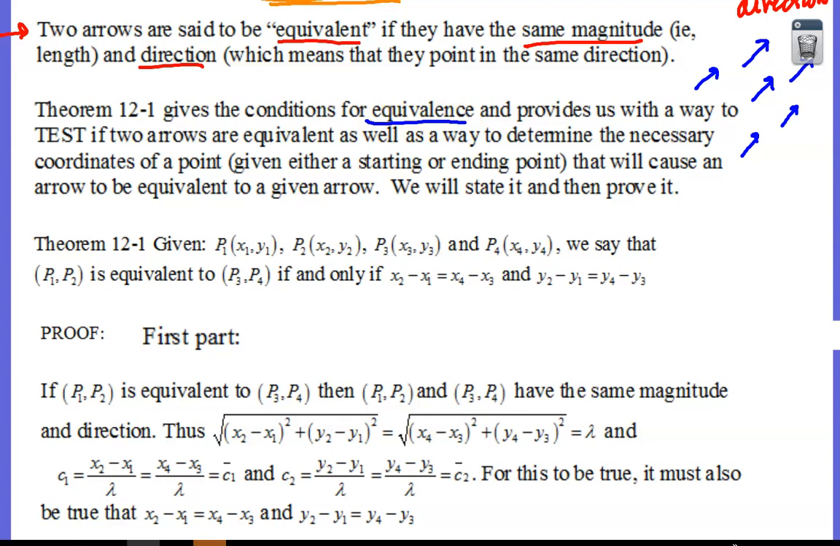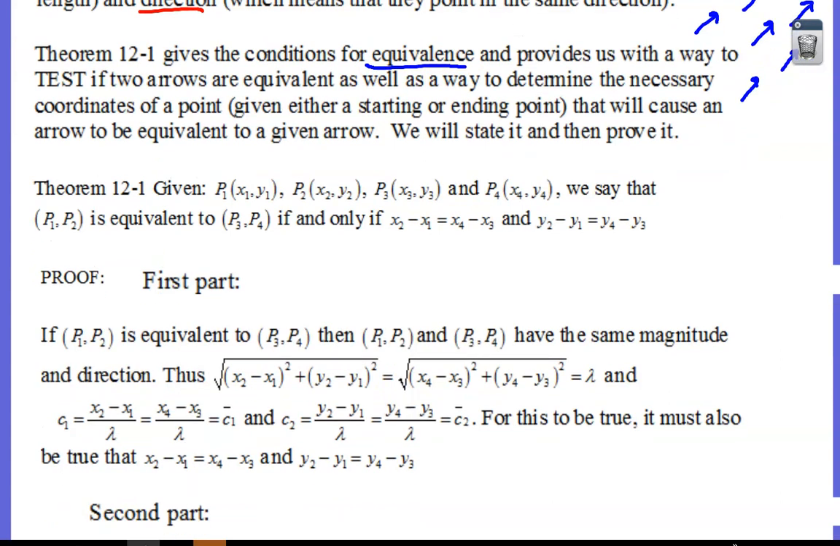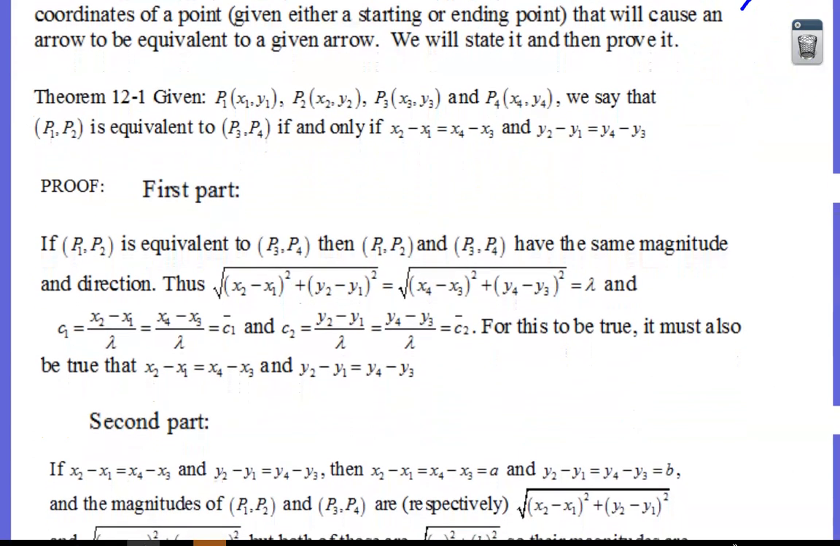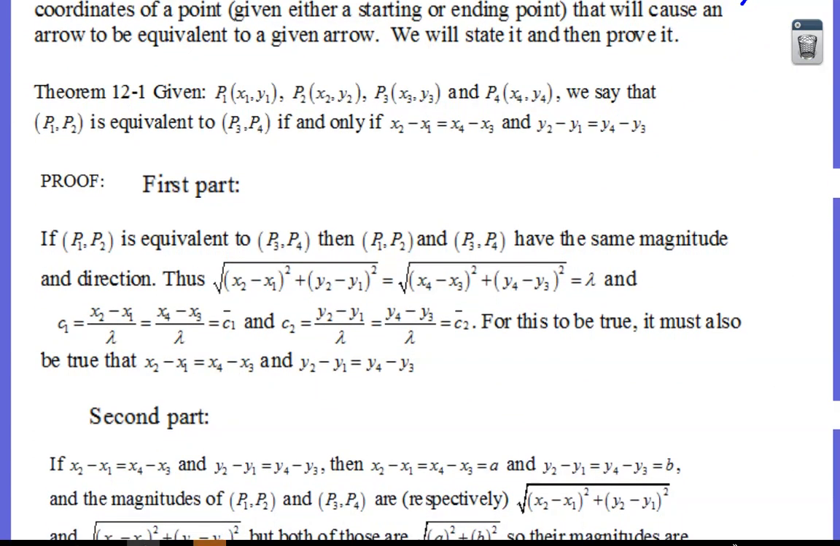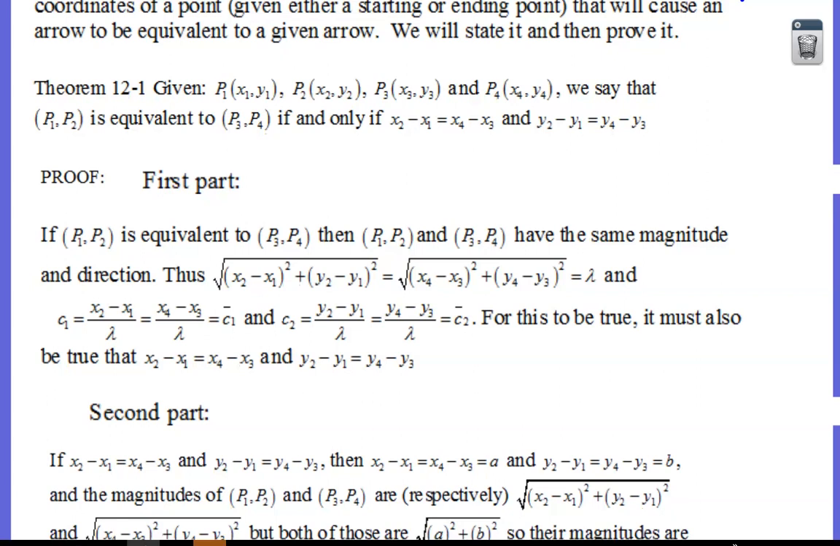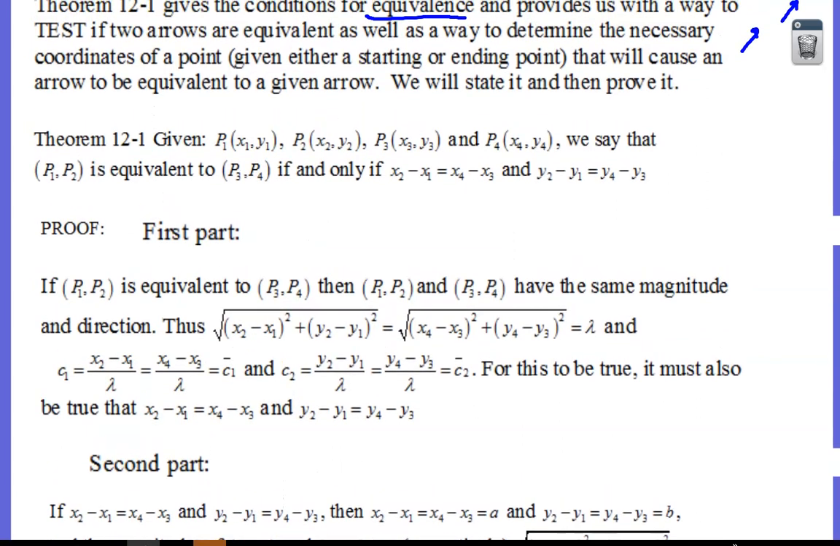Well, basically, I'm not going to go through this huge big proof. You could pause it and look through it if you wanted to. But I want to see if they have the same direction and the same magnitude. So the way that I could do that in a quick version would be to see if the change in x between the two points and the change in y between the two points are exactly the same. So that would have to be the first part.